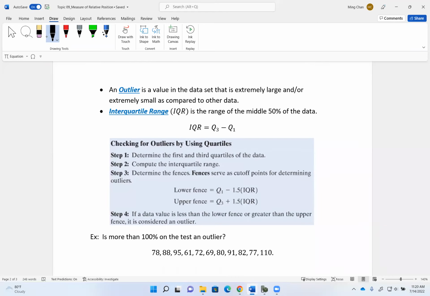Interquartile range. Okay, we need this interquartile range to help us check for outliers.